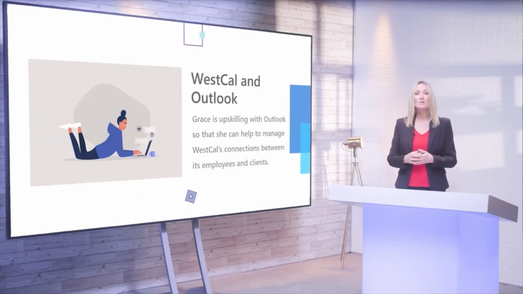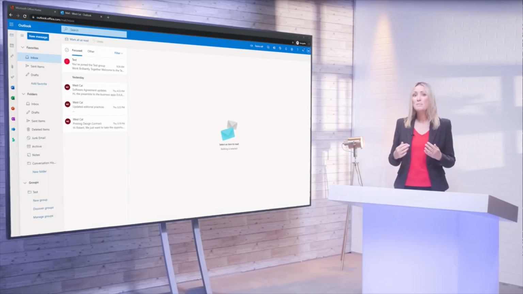Over at Westcal, Grace is hoping to gain more advanced skills with Outlook. She's already familiar with the app, but only the basic features. She wants to develop more advanced skills so that she can take on more of a managerial role in which she organizes and runs meetings with clients using the app. Before she can begin to boost her skills, Grace first needs to show that she's familiar with Outlook's interface. She needs to know what the main features are and where to find them. Explore the interface and find out what features Grace should be familiar with.